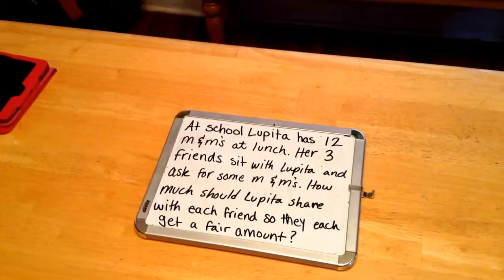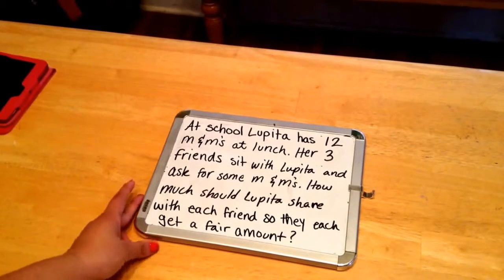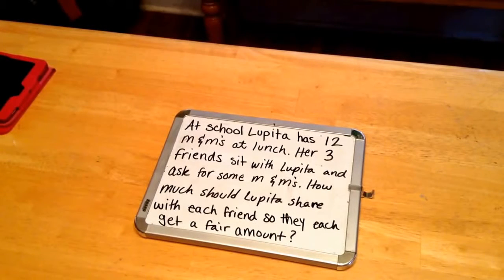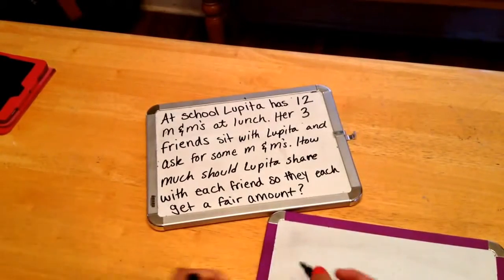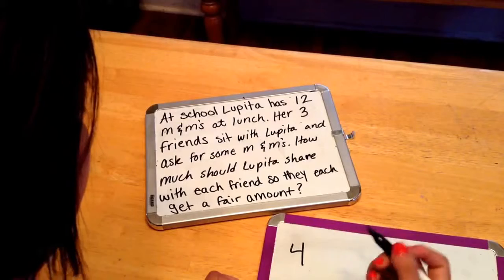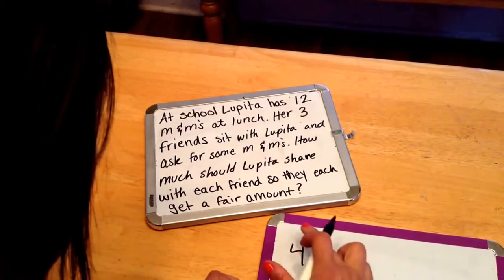All right, so I have another second grade question for you, dealing with fractions. At school, Lupita has 12 M&Ms at lunch that her mother packed. Her 3 friends sit with Lupita and ask for some M&Ms. How much should Lupita share with each friend so they get a fair amount? So, how many people are sharing the 12 M&Ms? 4. So we have 4 girls that are sharing 12 M&Ms.